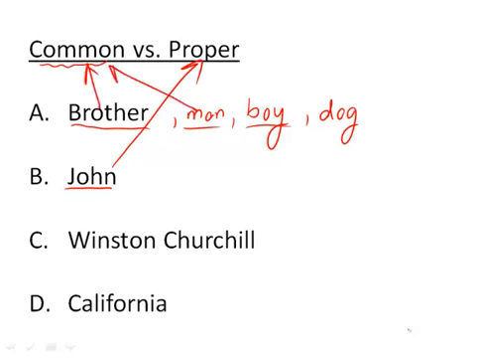Common, specific name, proper. Therefore, we get to Winston Churchill. You may not even know who Winston Churchill is, and that's absolutely fine. If I'm asking you simply, is that common or proper? Is this a specific person? Yes, you better believe it is. He was the Prime Minister of England for many, many years. So Winston Churchill is definitely a proper noun.